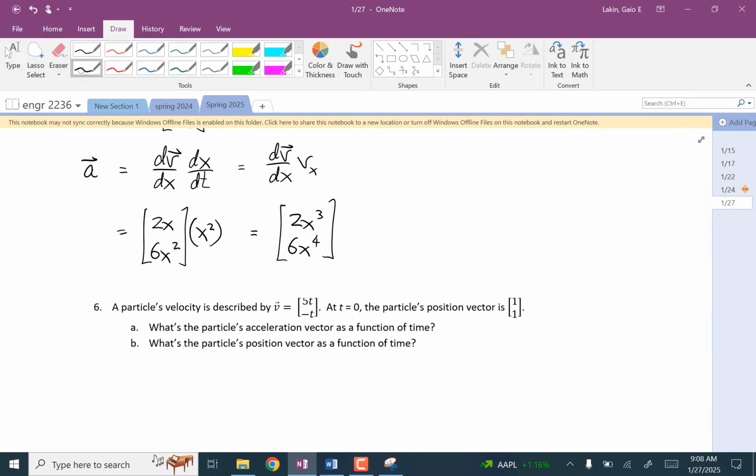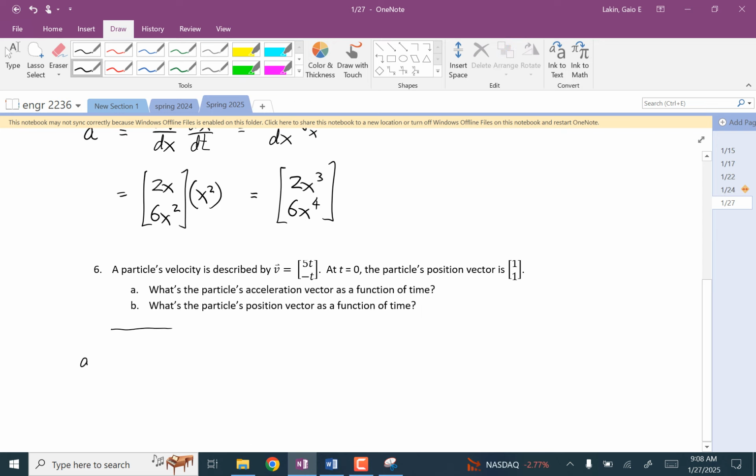Okay, so this one, we have the velocity as a function of time. So that's good. It means all we have to do is solve separation of variables to figure out the position, or take the time derivative to figure out the acceleration. And I think this is asking for both. So for part A, what's the particle's acceleration as a function of time? That's the easy direction. You don't have to use any boundary conditions.